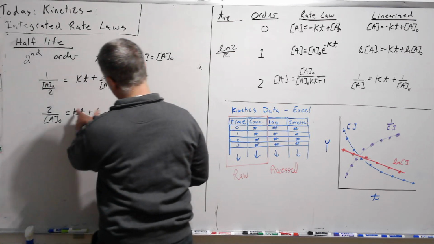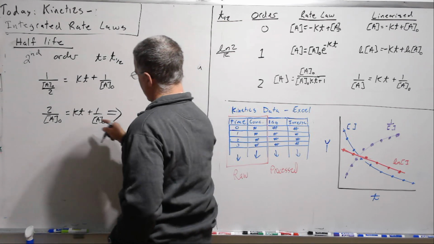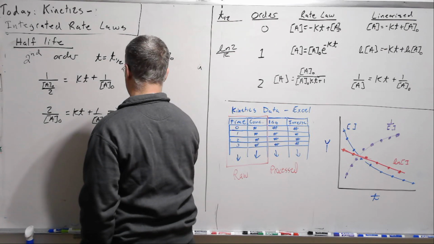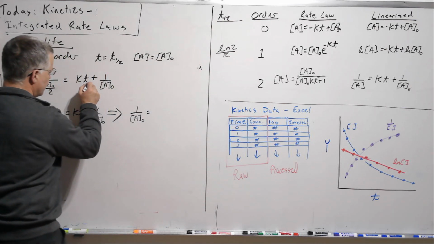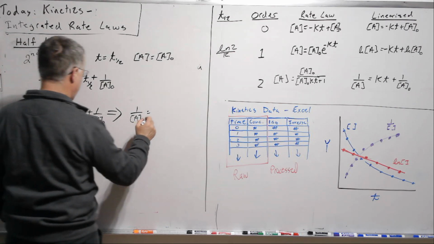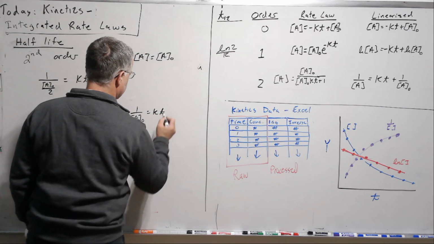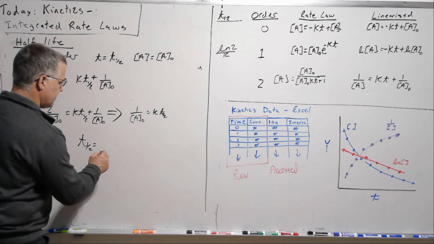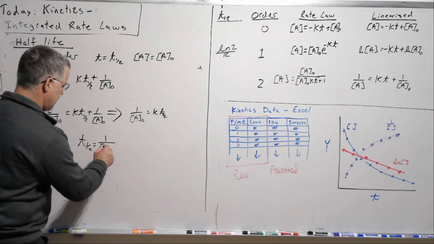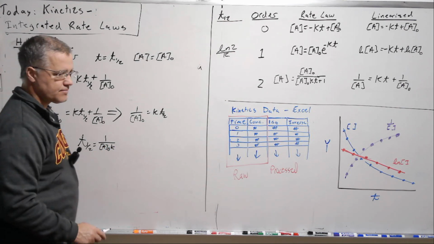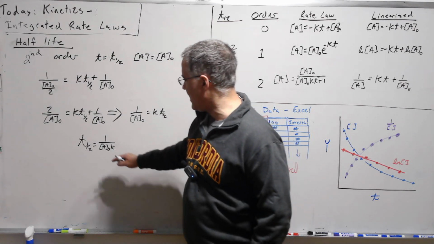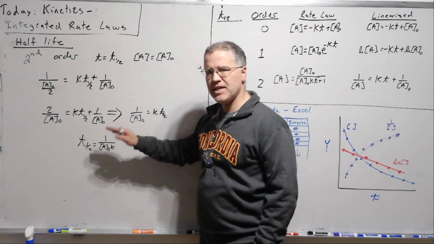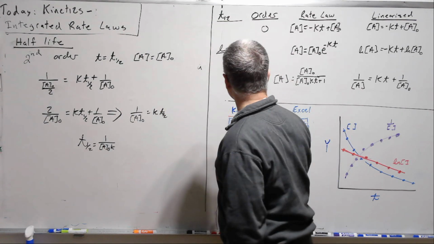So let's bring this over to the other side. And so I'm going to have 2 over A naught minus 1 over A naught, which is just 1 over A naught. And this, oops, this should be the special time t 1/2. And here we get t 1/2 equals 1 over A naught k. And here we see that the starting amount matters. And this is interesting here. Well, let's do the 0th order first, and then I'll come back and talk about this.